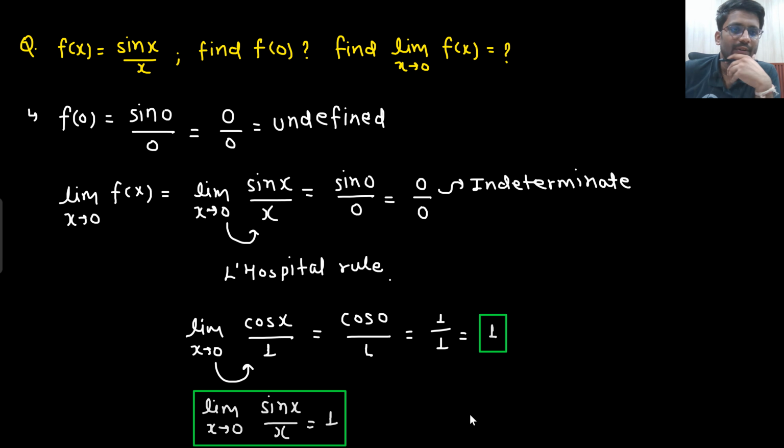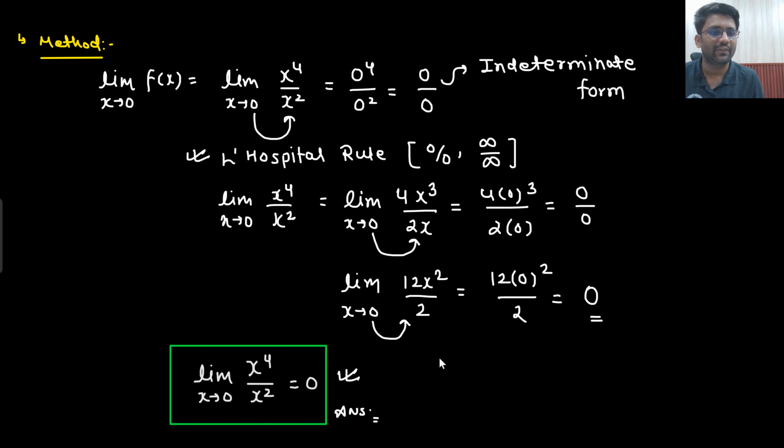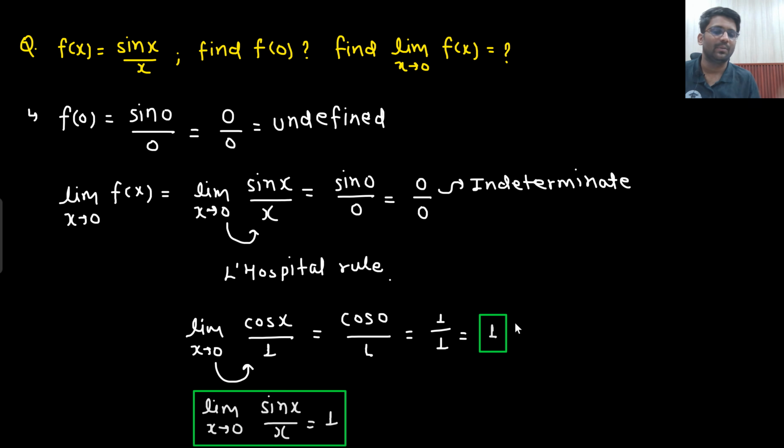Is that clear to you or not? Understandable? So what do we need to see? We need to see 0 by 0 form. If we are getting 0 by 0 form, then we can apply the L'Hopital rule. What does this L'Hopital rule say? Differentiate upper side and lower side. Then again put the limit. Again, if you are getting 0 by 0, then again differentiate. If you are not getting 0 by 0, that means that will be the answer. That's it. Is that understandable to you or not?